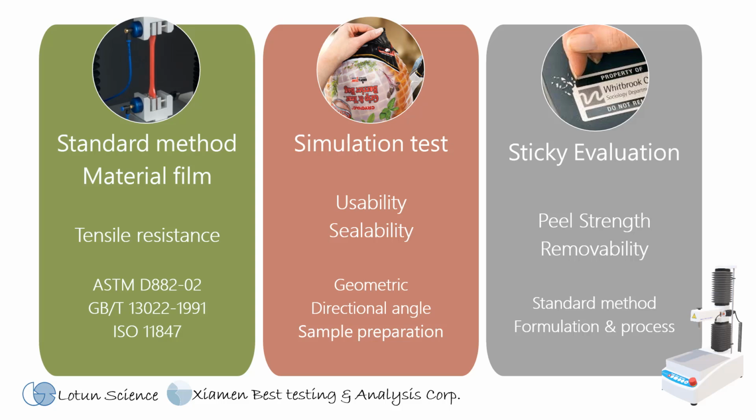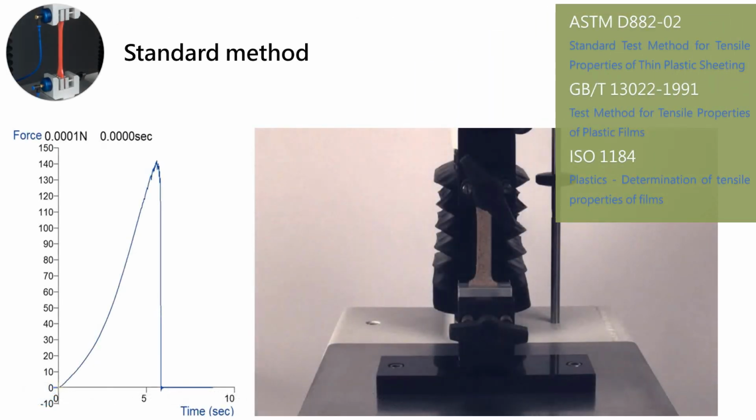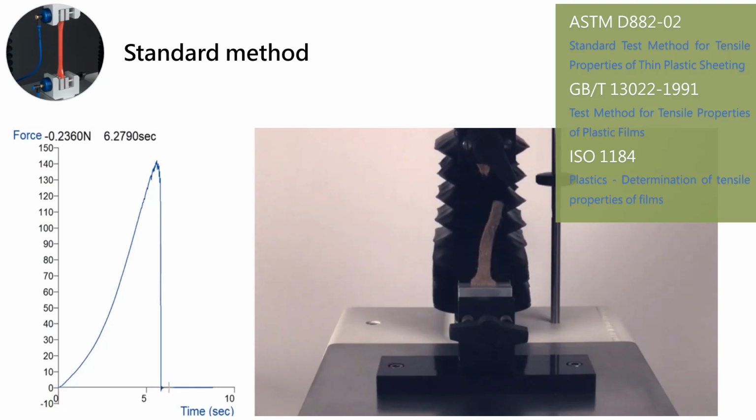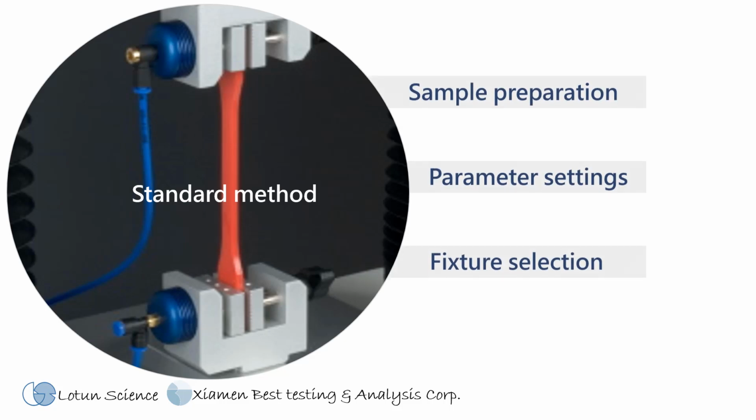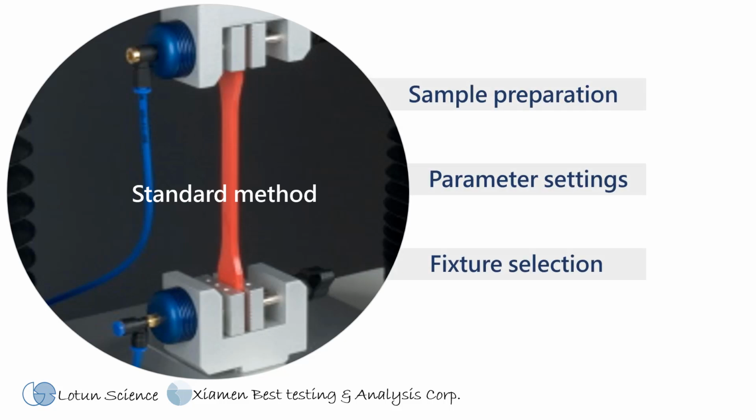adhesive testing. First, let's review some commonly used standards for film tensile testing, including those from ASTM, American Society for Testing and Materials, the Chinese National Standard, GB, and international standards. In the standard method, we will explain in sequence from sample standardization to fixture selection.